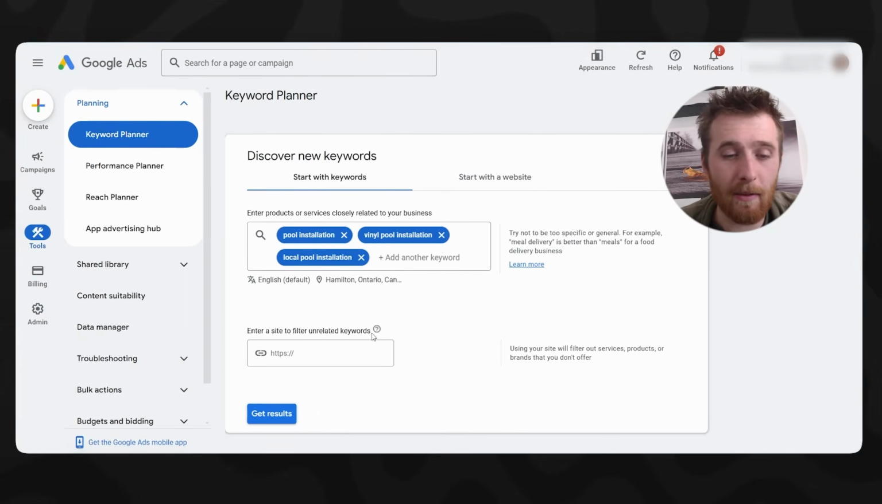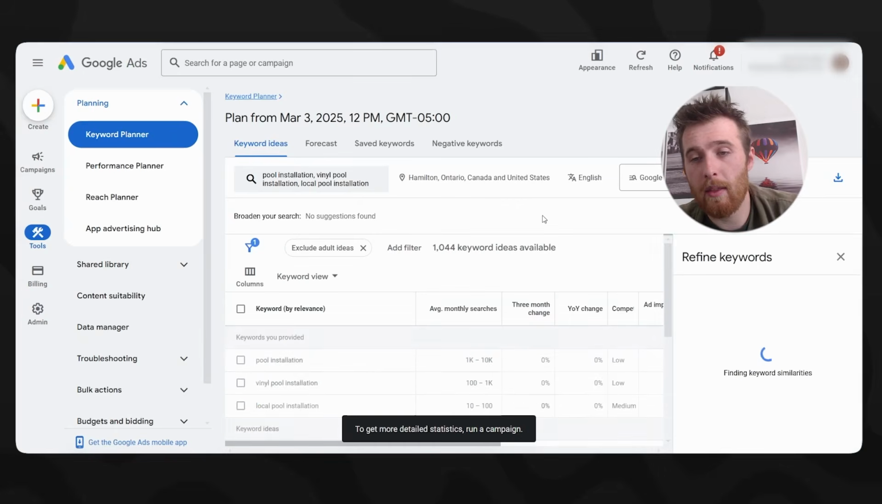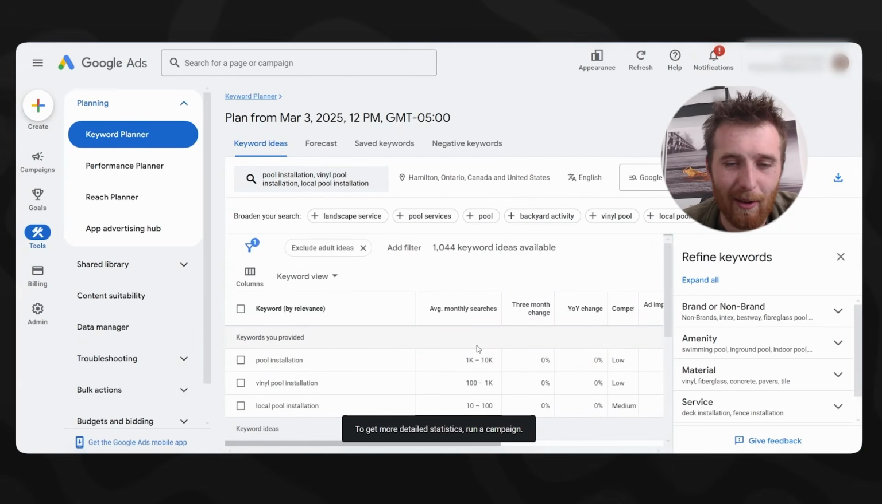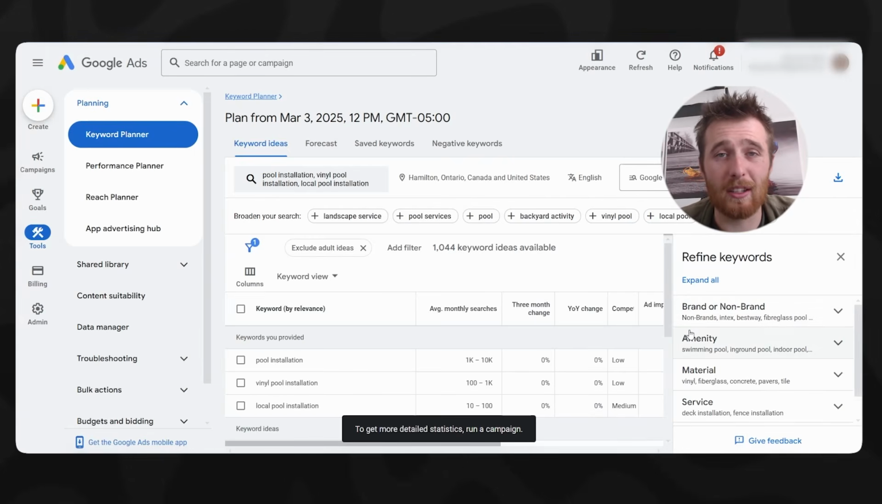Once we have all of that set up, what we're going to do is hit Get Results. And then this is going to pop up, and it's going to look very intimidating and very scary, but never fear, it's not that bad. I'm going to walk you through it. First off, I'm going to walk you through essentially the refined keywords. That way we can reduce a whole bunch of this stuff, because 1,044 keywords here is a lot to get through. So we're going to reduce all of that.